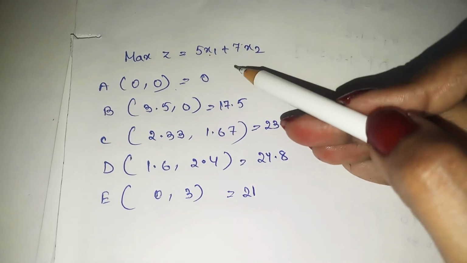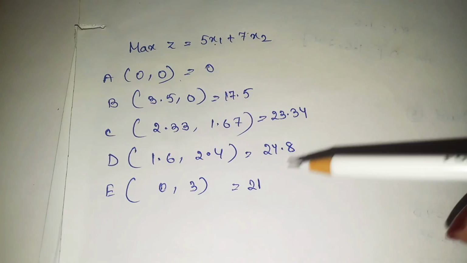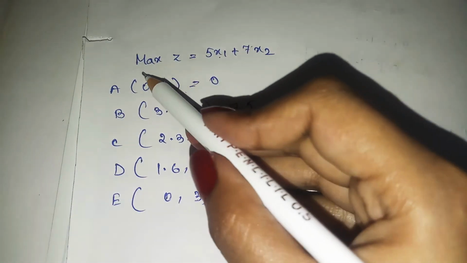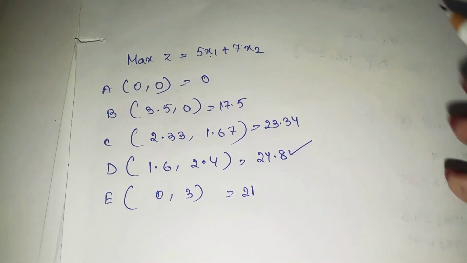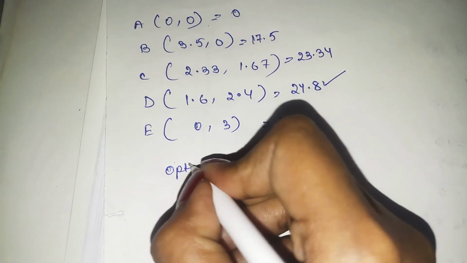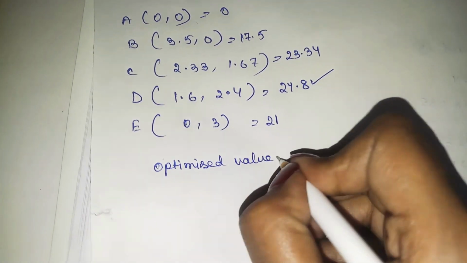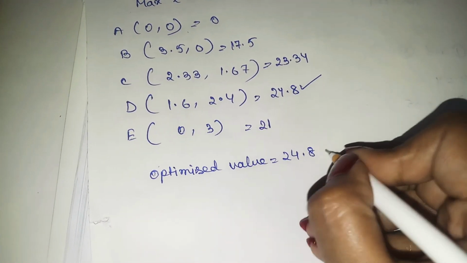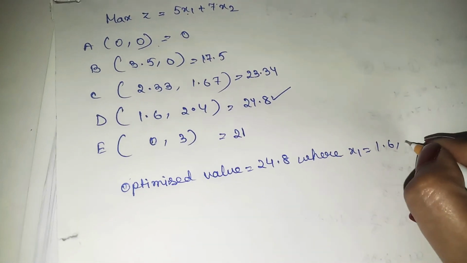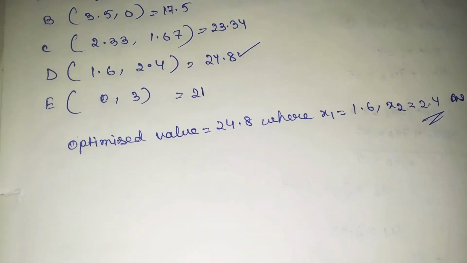So from out of 0, 17.5, 23.34, 24.8 and 21, you can see that this is the largest. My question is max Z, so I have to find the maximum value. So I can write it this way, that my optimized value is 24.8, where x1 is 1.6 and x2 is 2.4. So this is my ultimate answer.